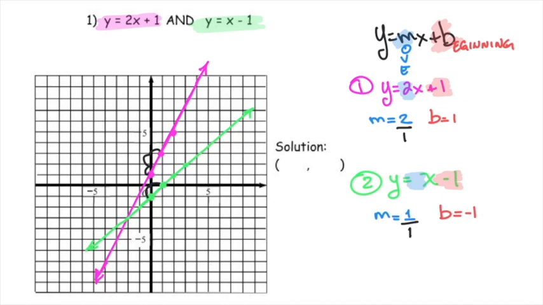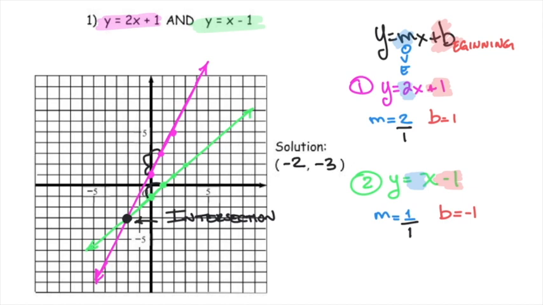Okay. So just to recap. The pink is my first equation. The green is my second equation. And I can see that both of them cross right here at this point. This is the intersection. And that intersection happens to be my solution. In this case, it is negative 2, comma, negative 3.